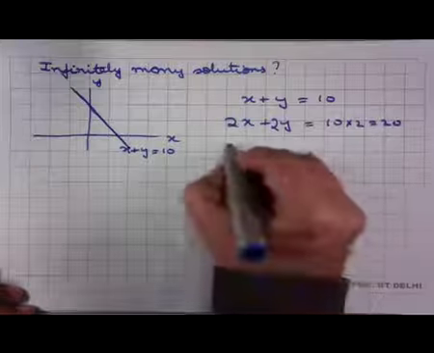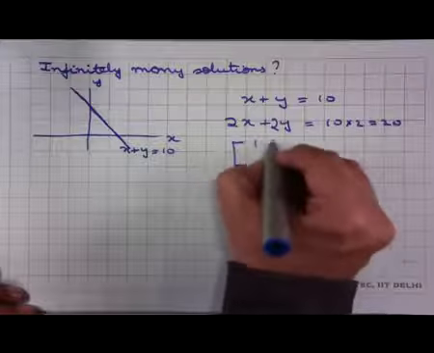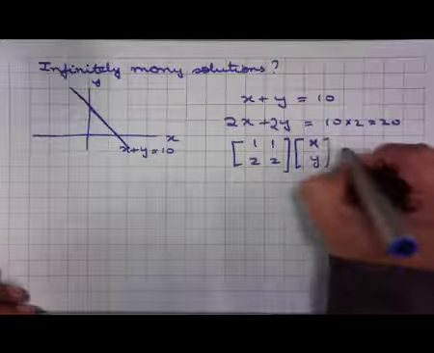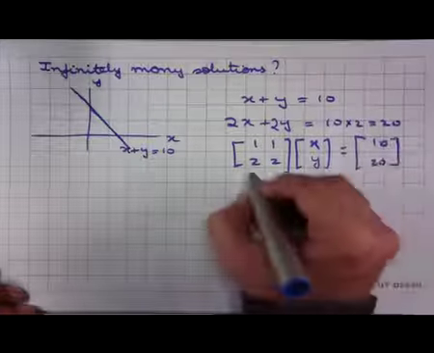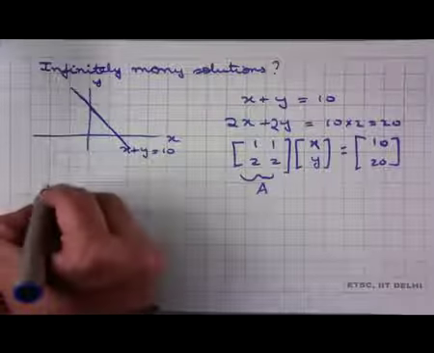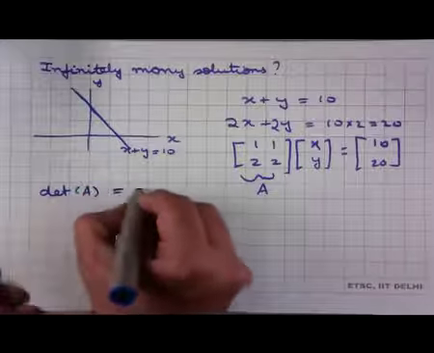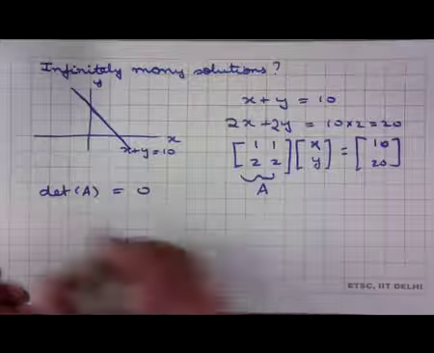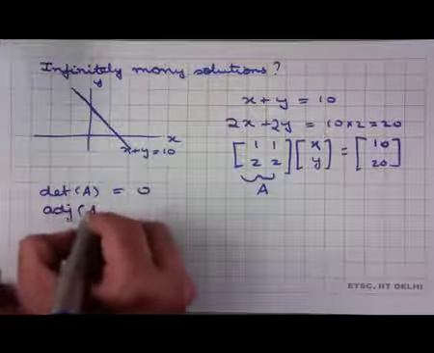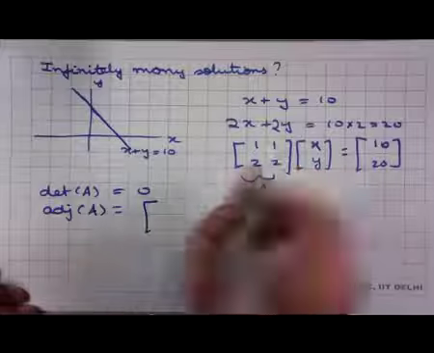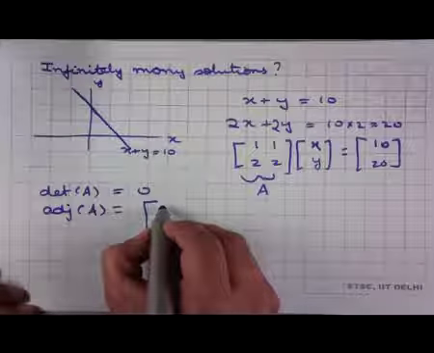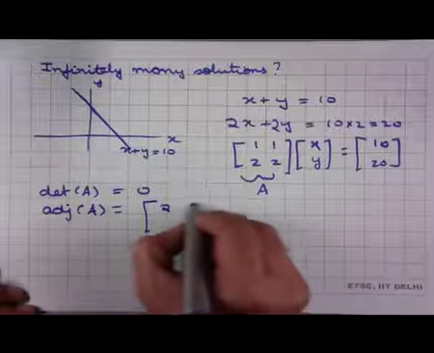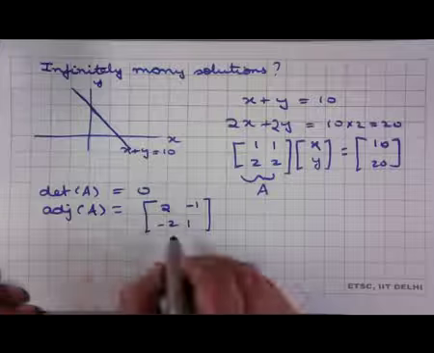Just for the sake of verification, if we write this down as a system, the matrix [1 1; 2 2] times [x y] equals [10 20]. This is the matrix A. What is the determinant of A? Yes, that is also 0. So, it is not straightforward to come up with a solution. What about the adjoint of A? Like previously, we are going to write down the adjoint of A. The cofactor of 1, excuse me, is 2, then 1, and then minus 1, minus 2. So, this is the adjoint of A.